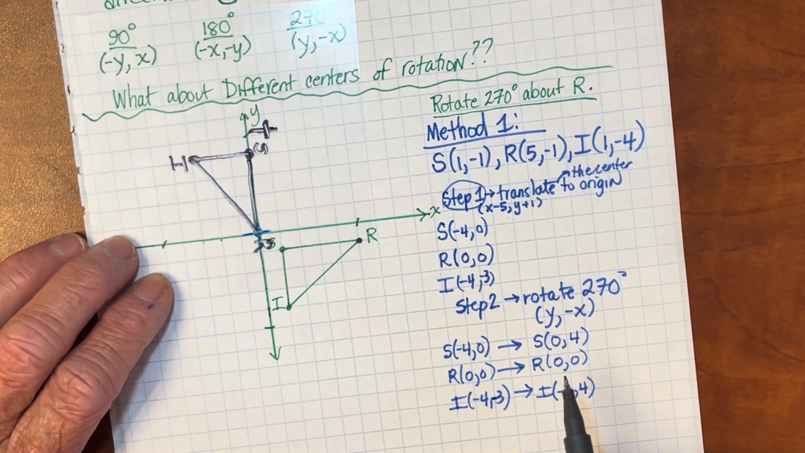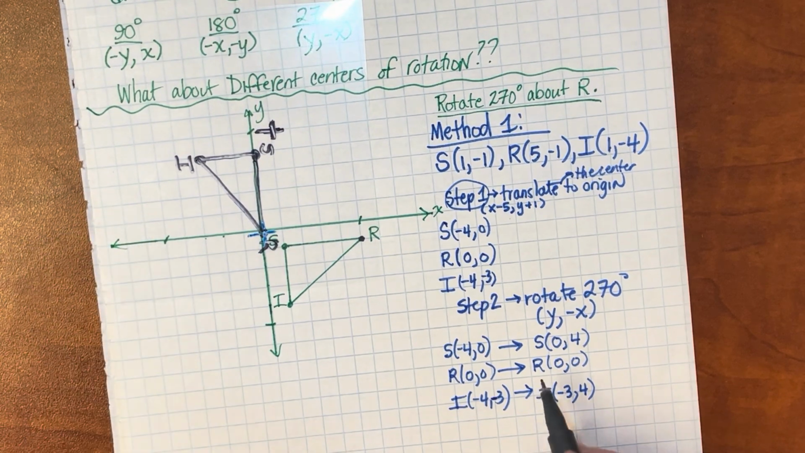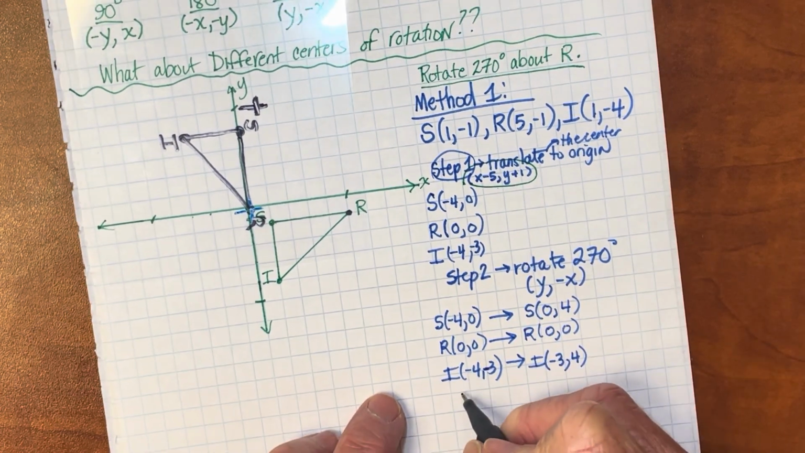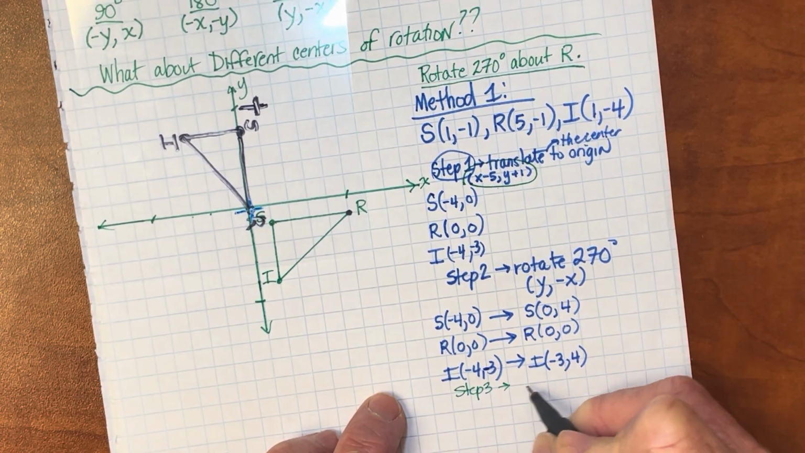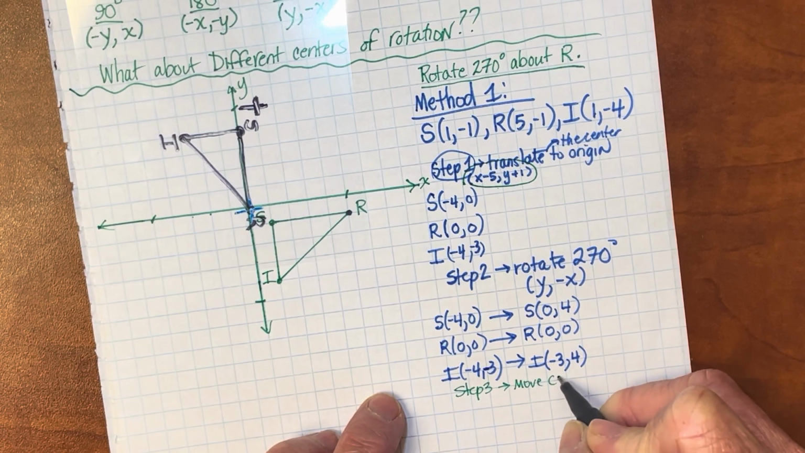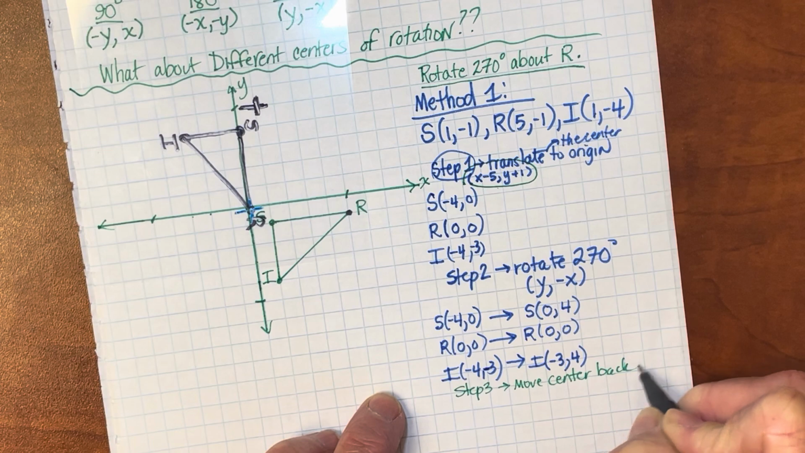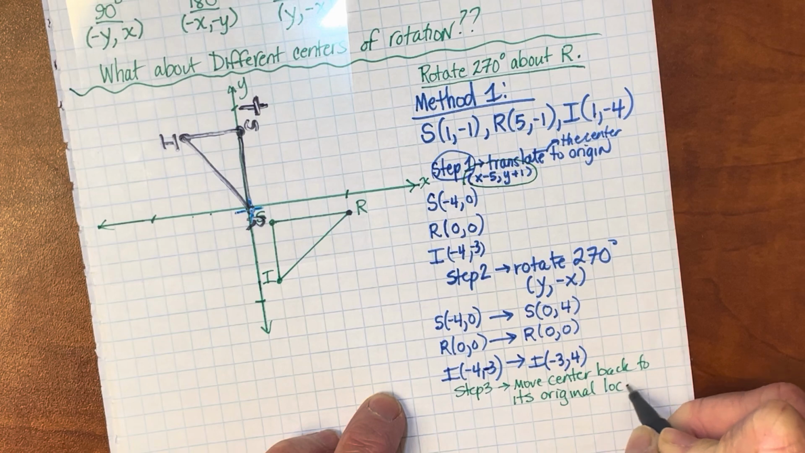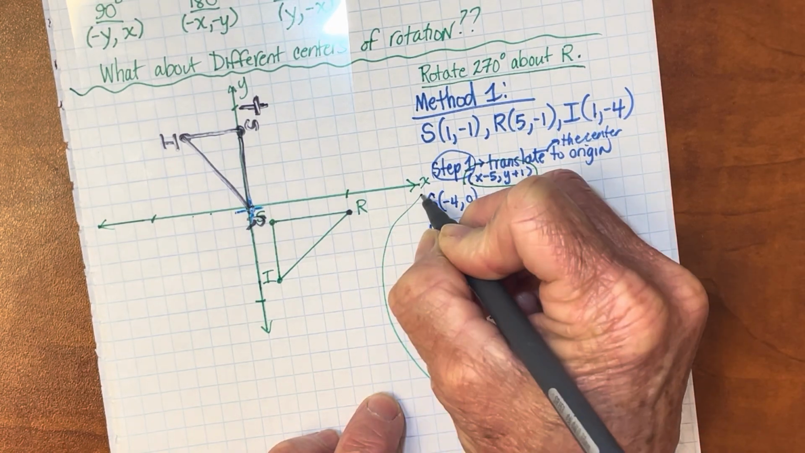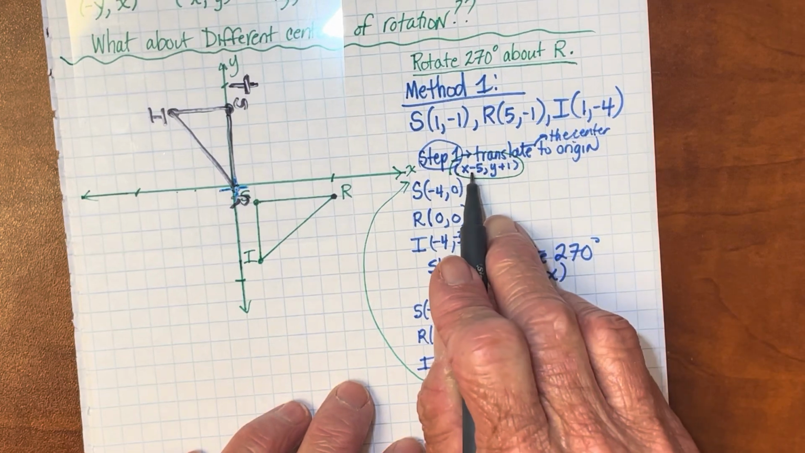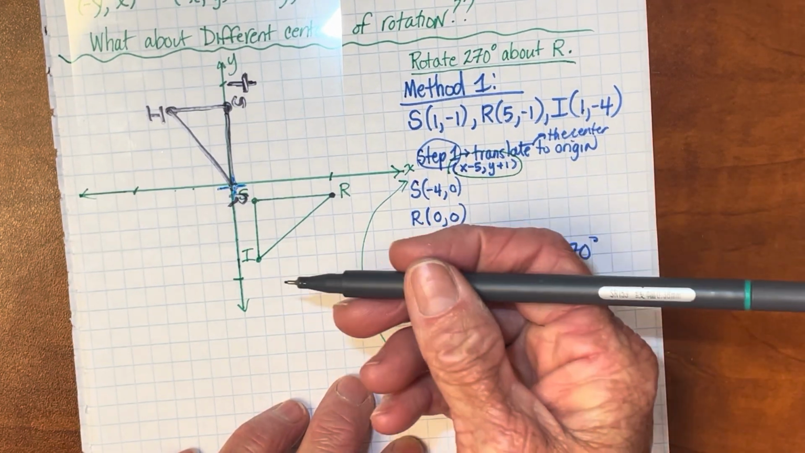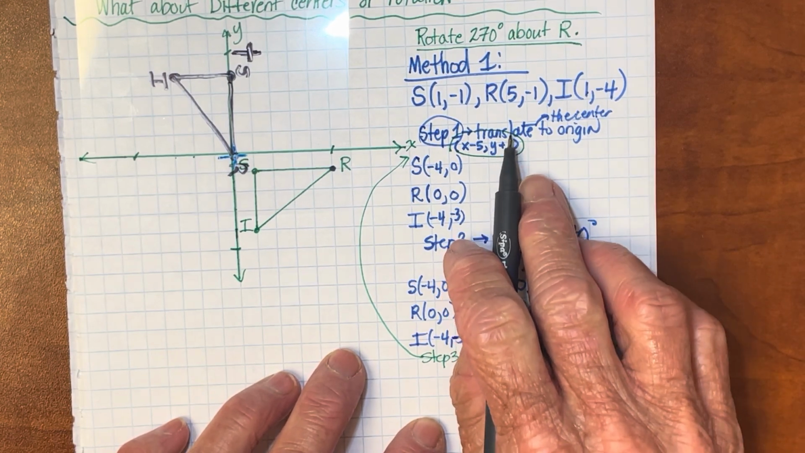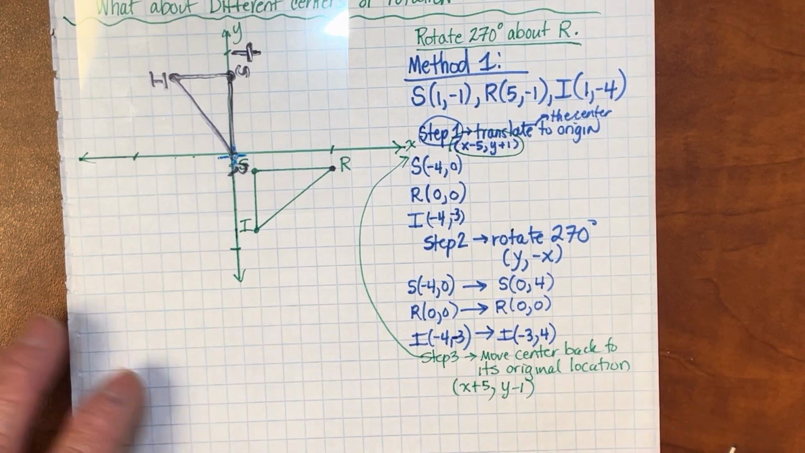Now the only thing left to do, we've rotated, now it's to translate it back. We want to undo what we did up here in step 1. So step 3 is to move the center back to its original location. And we're just going to undo what we did up here in step 1. So in step 1, we subtracted 5, we moved it 5 to the left. So now we'll need to add 5. And in step 2, we moved it up 1. So now we'll just need to move it down 1.